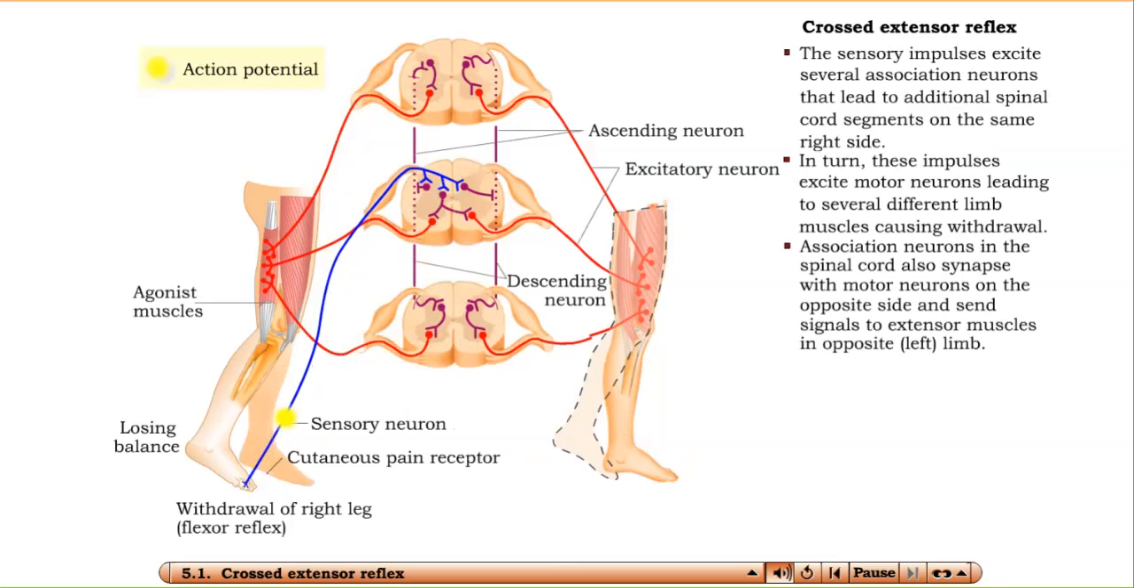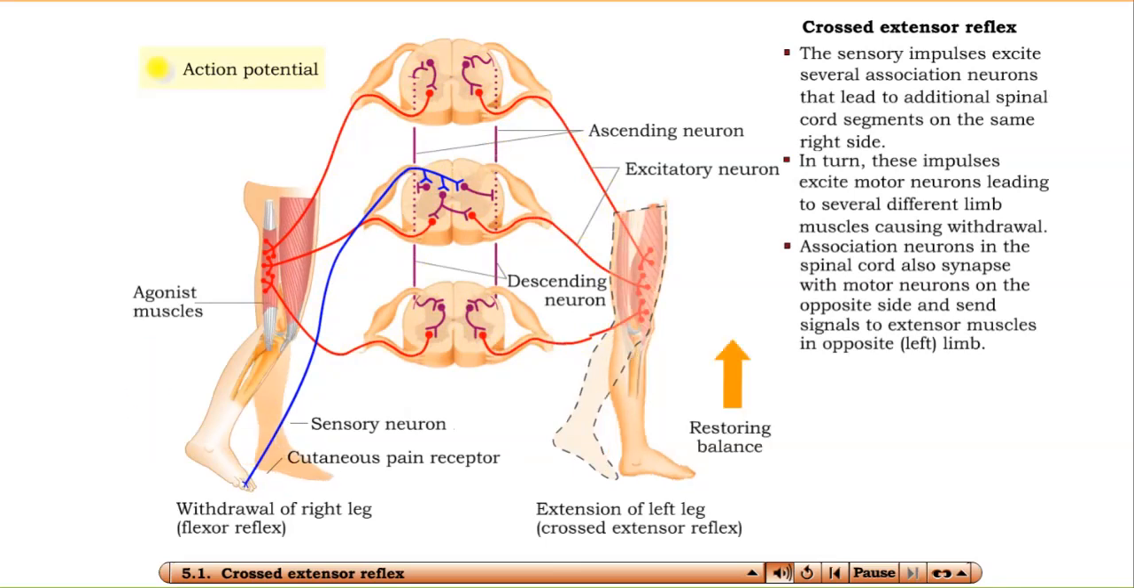This reflex arc becomes contralateral when the sensory impulses also excite association neurons in the spinal cord that synapse with motor neurons on the opposite side and send signals to extensor muscles in the left leg. In response, extensor muscles contract, extending the left leg to balance the withdrawal of the right leg from the painful stimulus.